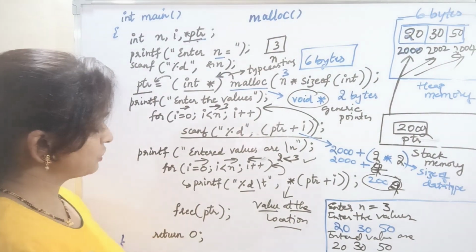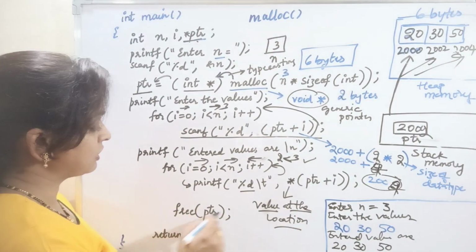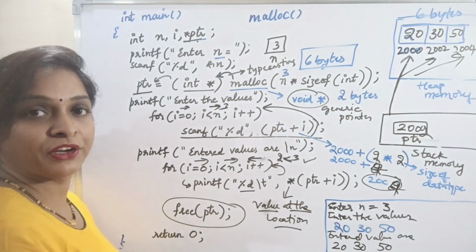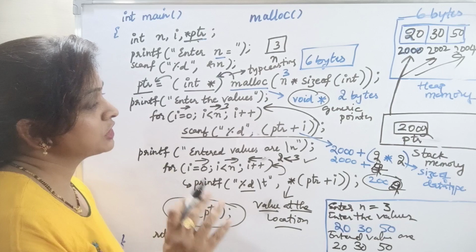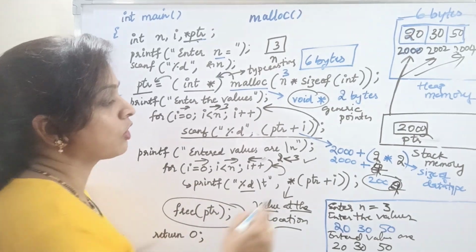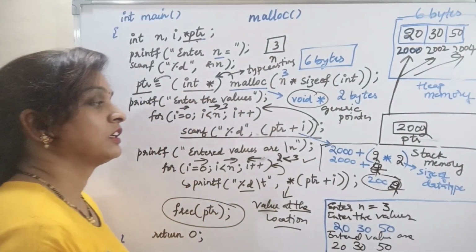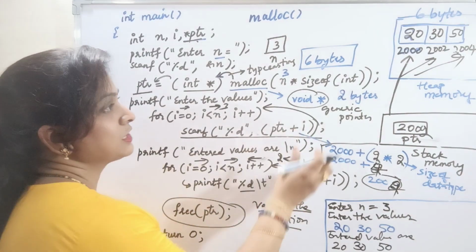So hope you have understood this. Then later, after printing all the values, we need to free the pointer. So this is the malloc function. So this pointer arithmetic concept you need to understand, which is going to calculate the locations.